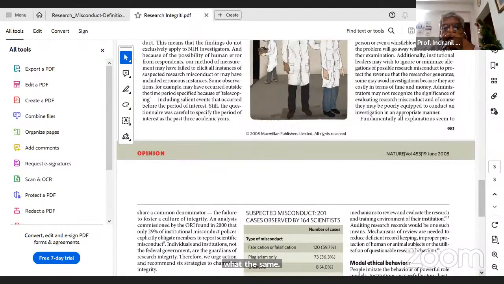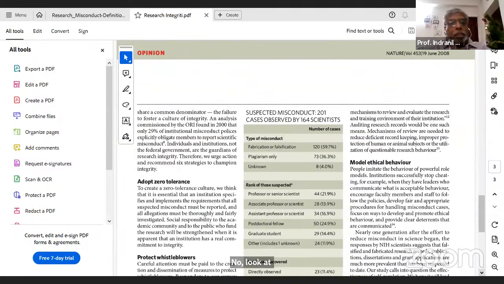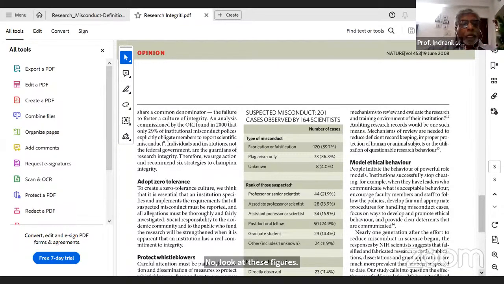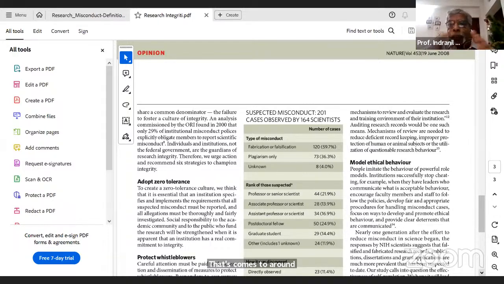Now, look at these figures. These are very important figures. Suspected misconduct, 201 cases observed by 164 scientists. Now, what is the type of misconduct? Fabrication or falsification of data. That comes to around 60%, 59.7, roughly 60%. Plagiarism, purely plagiarism, around 36%. Some other unknown things, 4%.